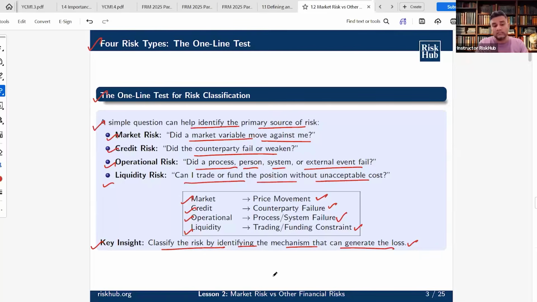The table on the slide has 2 columns. The left column is the risk name, the right column is the mechanism. It shows a one-to-one mapping: market to price movement, credit to counterparty failure, operational to process or system failure, liquidity to trading or funding constraint. The test works on the driver, not the instrument. The same instrument appears under several rows depending on what moved.